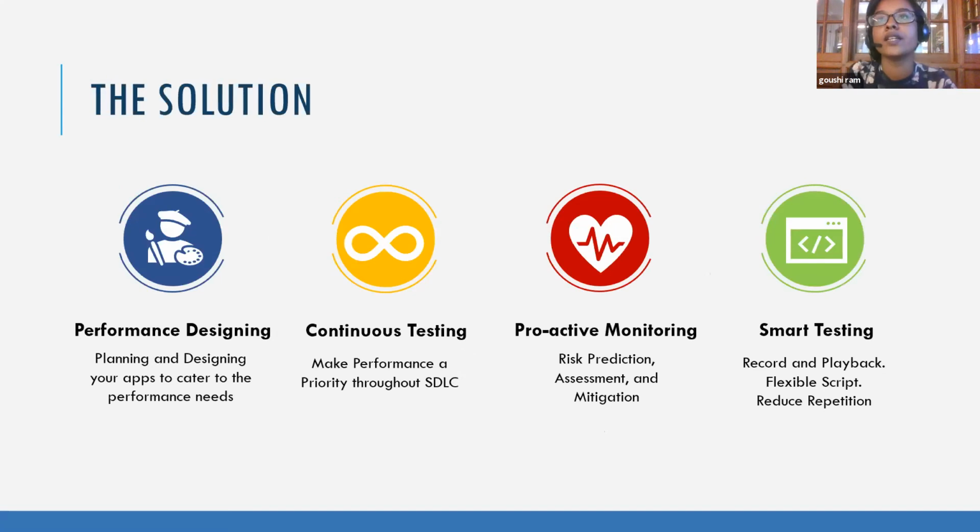For this, we can come up with many solutions ideal for a project's requirements. In these solutions, we need to implement some of the best practices to come up with an appropriate performance test framework that is applicable for a performance requirement. In this session, we will be talking about 4 such best practices: performance designing, continuous performance testing, proactive monitoring, and smart testing. Let's discuss a brief on each of these, and we will elaborate on this in the next slides.